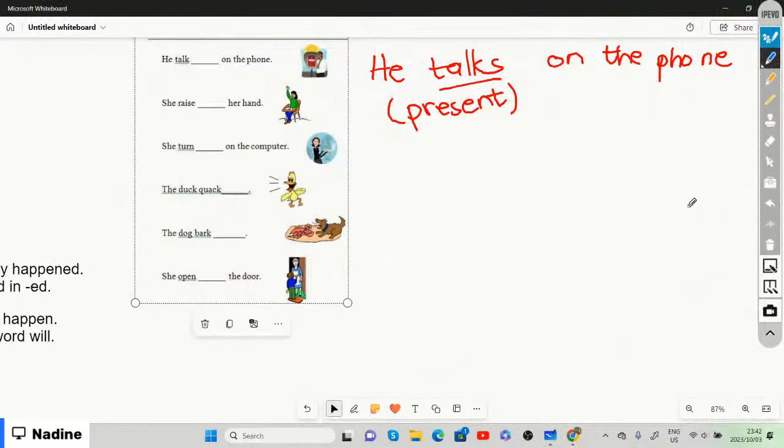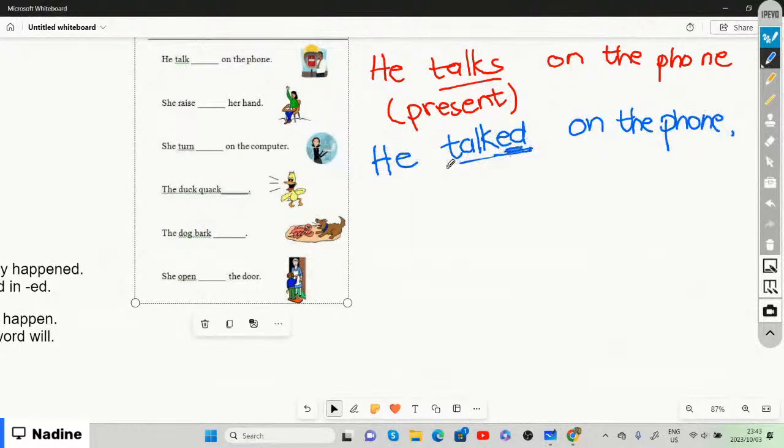If we were to write that very same sentence, he talks on the phone, if we had to write that very same sentence in the past, right? Remember we said that in the past we add an ed. So if we had to write that sentence in the past, then we can say, he talked on the phone. So talked, and there it ends in an ed, right? And this shows the past.